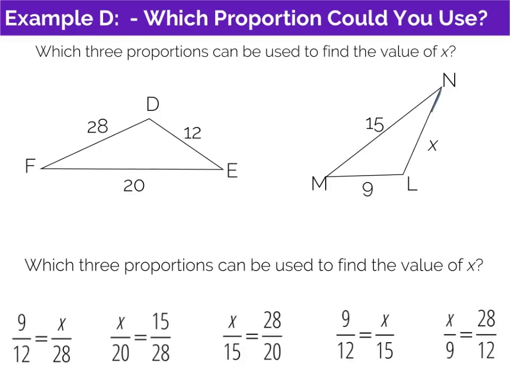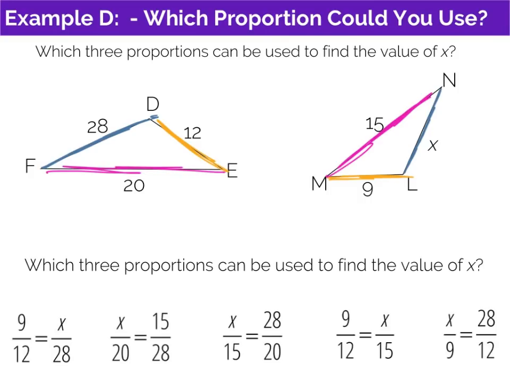So for me, I've got the height of this triangle is going to be x, so I'm going to label that in blue, and the height of the triangle is going to be 28 over here. Then I've got the bottom of my triangle is going to be 9, the bottom of my triangle is going to be 12, and then the far side of my triangle is going to be 20 and 15. So now that I've got everything labeled correctly, let's see if we can make some matching proportions.